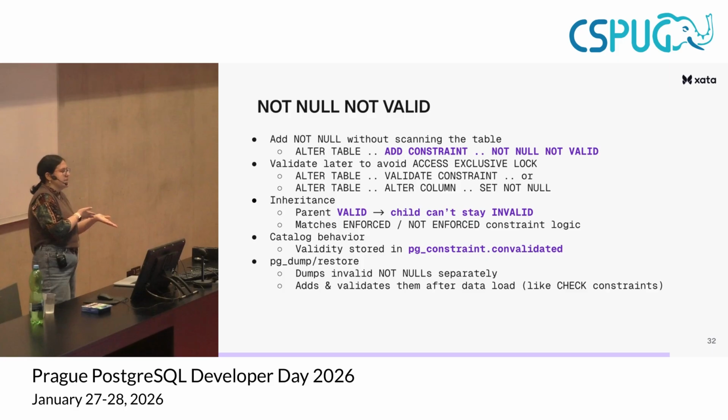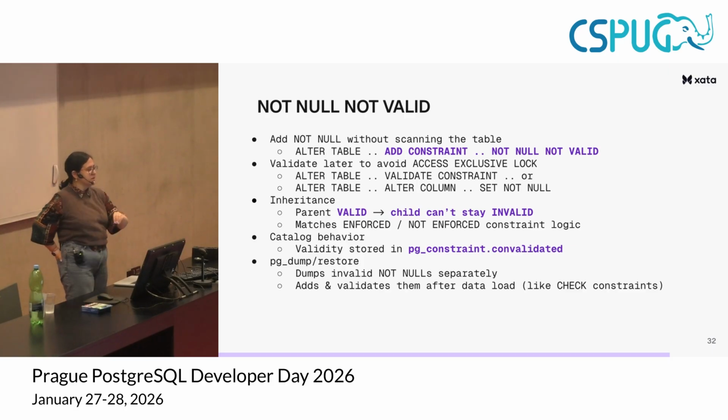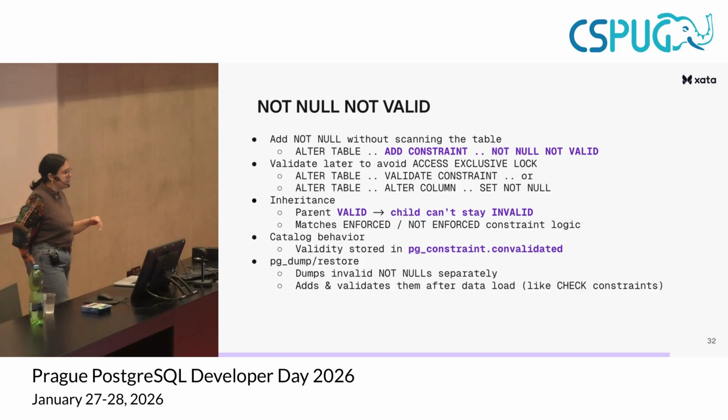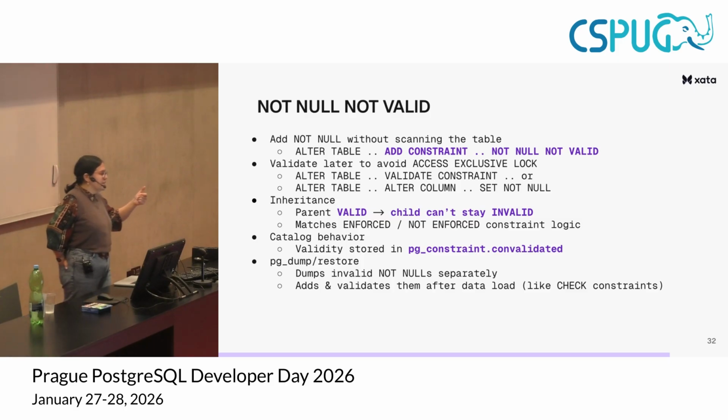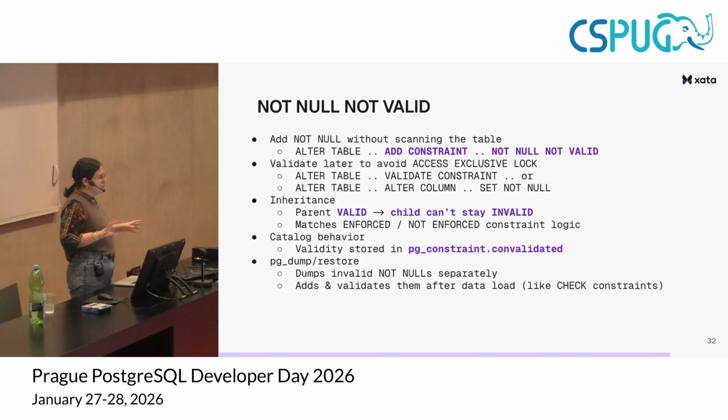And how will inheritance work then? You can also think about inheritance because it's a proper constraint, it has the inheritance capability. So if the parent is valid, its children can't be invalid. That is similar to how enforcement works, so it matches the same behavior. There is a new column, exactly shown in the validity, convalidated. You can check from there. And the rest, you don't really need to worry. So pg_dump, pg_restore doesn't change for it. So you don't need to think about that.